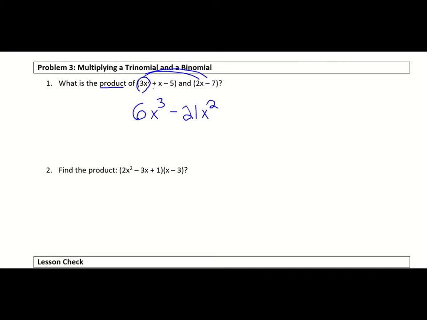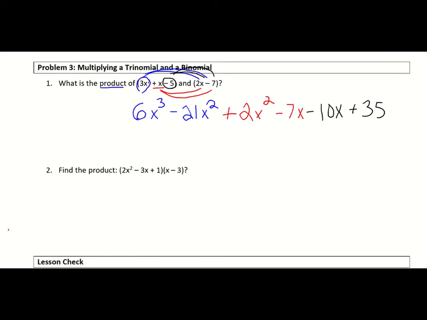Once you distribute the first term, distribute the next term. In this case, I've got to distribute the x to 2x and negative 7. X and 2x would make 2x squared. X and negative 7 would make minus 7x. Now, I've got one more term to distribute. That negative 5 hasn't been used yet. It also needs multiplied with 2x and negative 7. Negative 5 and 2x would make negative 10x. Negative 5 and negative 7 would make positive 35.